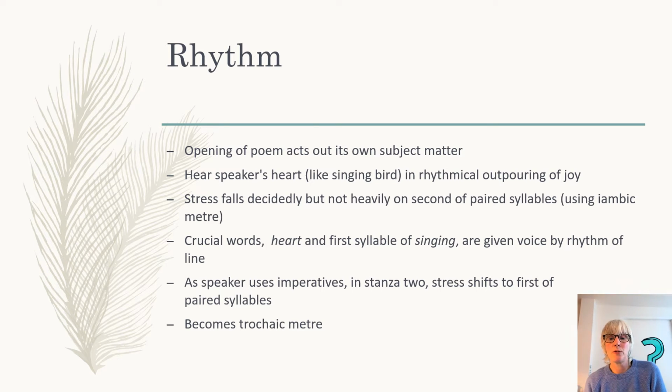The stress falls decidedly but not heavily on the second of the paired syllables. So we're getting di-dum, di-dum, di-dum, the iambic meter. And the crucial words, therefore, "heart" and the first syllable of "sing," are given voice because that's where the emphasis falls. As the speaker uses imperatives in stanza 2, the stress shifts to the first of the paired syllables: "Raise me, build me." So the stress falls there and we get trochaic meter instead. This is a poem where you can actually say something useful and perceptive about rhythm.